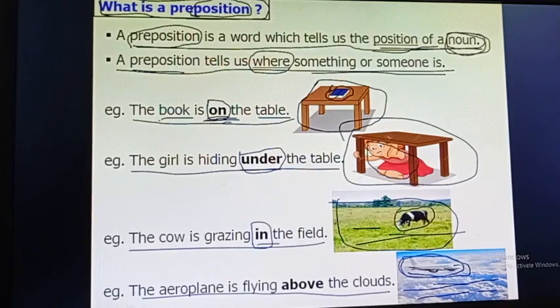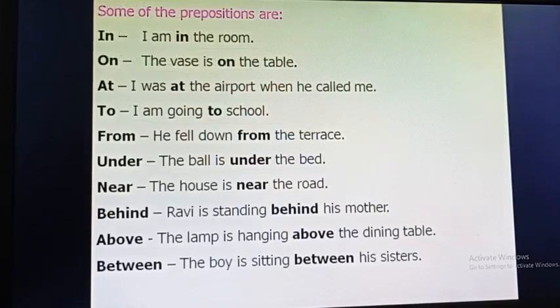So dear children, this is what a preposition is. It tells us where something or someone is, or it tells us the position of a noun. So these are only a few prepositions which I taught you here in the video tutorial. In the next slide we will learn some more prepositions. Okay, some of the prepositions are down here.